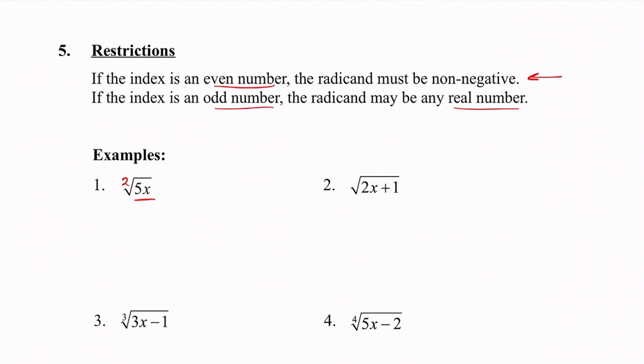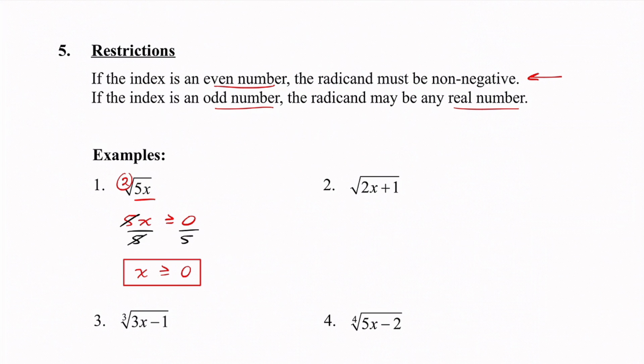Looking at number 1, we're going to have to do some restrictions because it has an even index there. So we have to say 5x, remember it has to be non-negative, so it has to be greater than or equal to 0. And then that's a little equation that you're going to solve. To get x by itself, you're going to divide both sides by 5. The 5's will cancel, and you get x is greater than or equal to 0 divided by 5, which is 0. So that would be the restriction for that one.